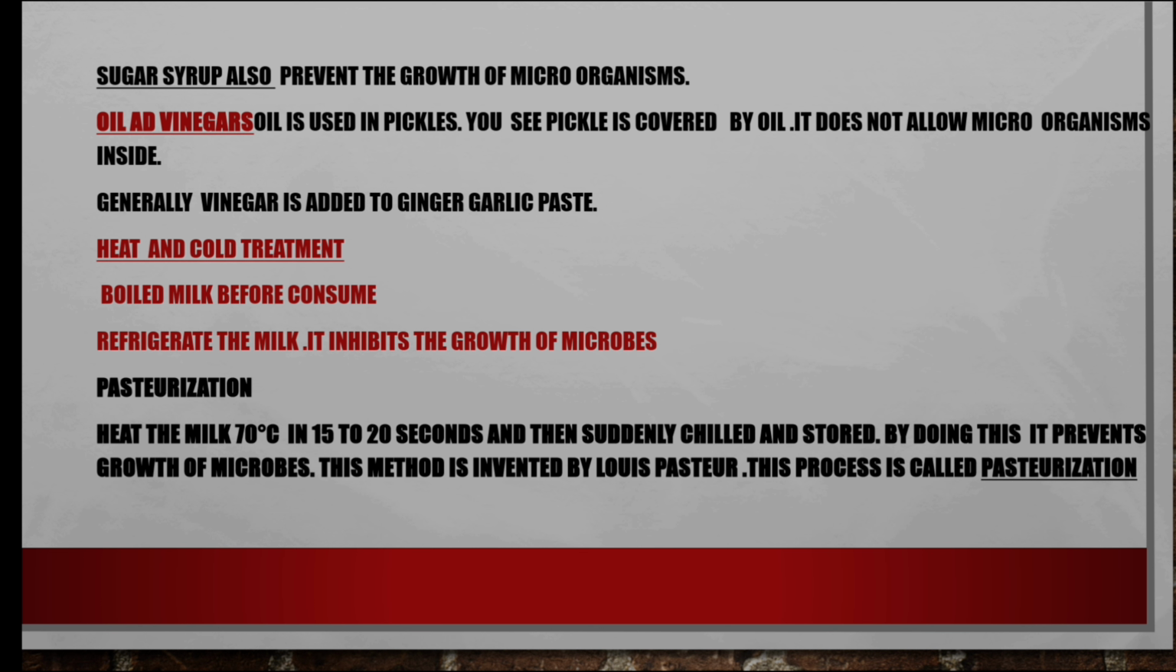Heat and cold treatment. Boil milk before consuming, as you already know. Refrigerate the milk; it inhibits the growth of microbes. What is pasteurization? Heat the milk to 70 degrees Celsius for 15 to 20 seconds and then suddenly chill and store it. By doing this, it prevents the growth of microbes. This method was invented by Louis Pasteur, and this process is called pasteurization.